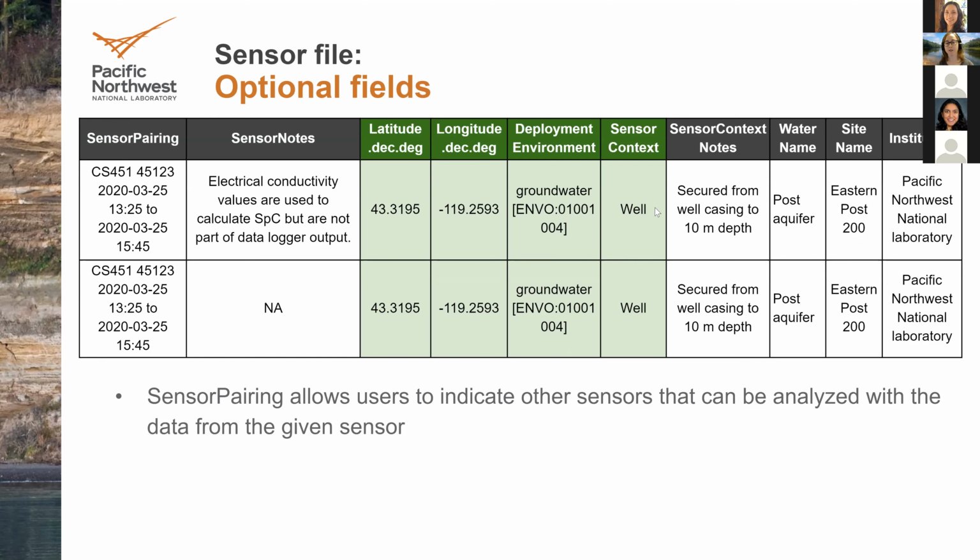And then we have sensor context notes, which is specifically notes about the sensor context field, which we talked about. In this case, we had well for the sensor context. And so sensor context notes is just a little more detail in a free text way. So in this case, secured from the well casing to 10 meters depth. Maybe if it's a river, you're talking about how far out into the river you went, or the elevation, or whatever other information. And then we just have the water body name, site name, and the institution that deployed the sensor.